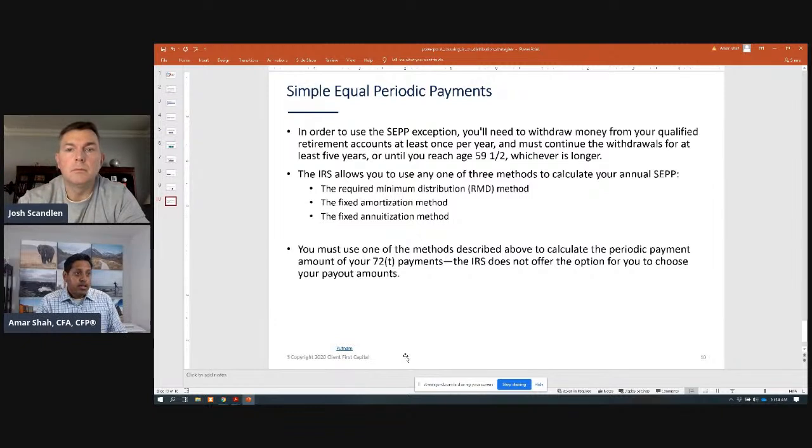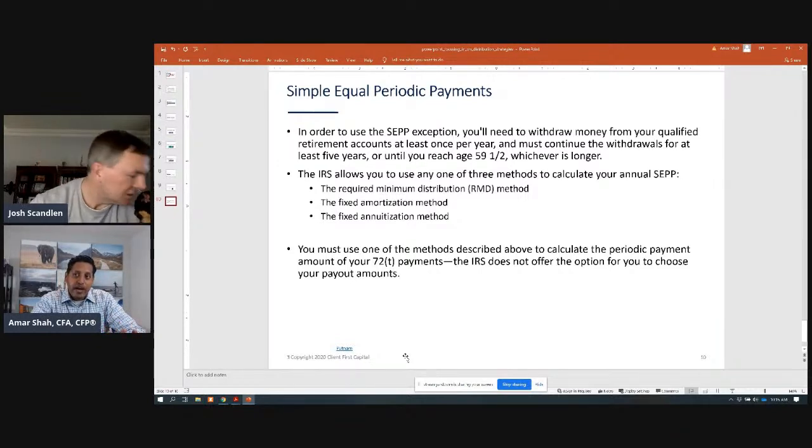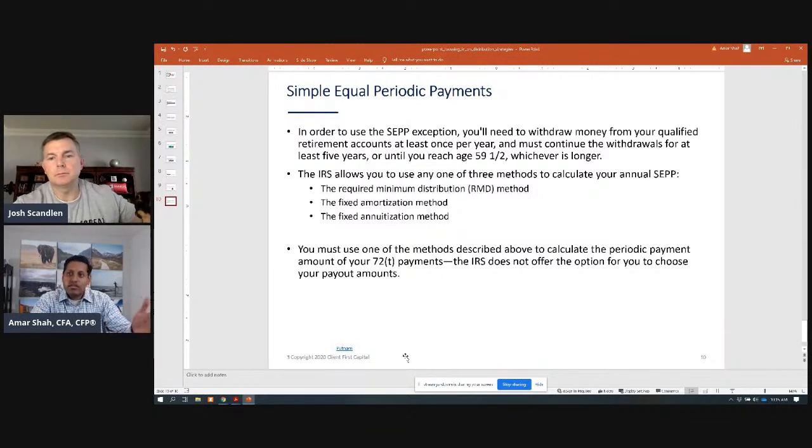So when you do that, you have to take it for a minimum of 5 years or until you reach 59 and a half, whichever is longer, right? So if you're 55, that's the ideal, because the 5 years equals 59 and a half. If you're 58, you're going to have to do 58, 59, all the way to 63, right? So 5 years is going to be longer than when you turn 59 and a half.